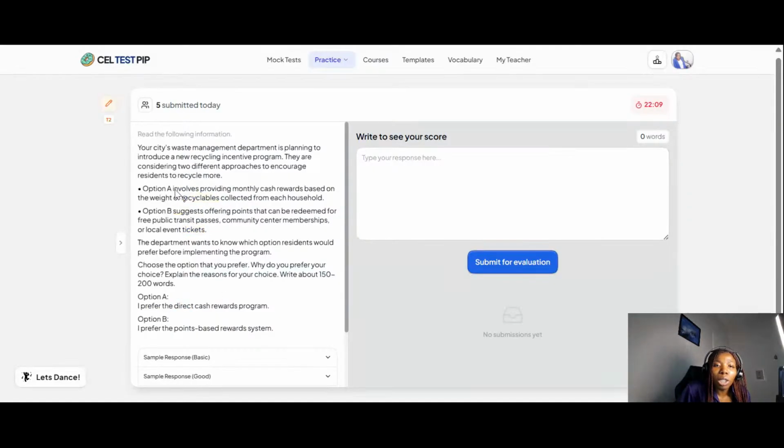The first option involves providing monthly cash rewards. Option A involves providing monthly cash reward, that is giving them money based on the weight of their recyclables collected from each household. Option B suggests offering points that can be redeemed for free. So they will give you points for free.